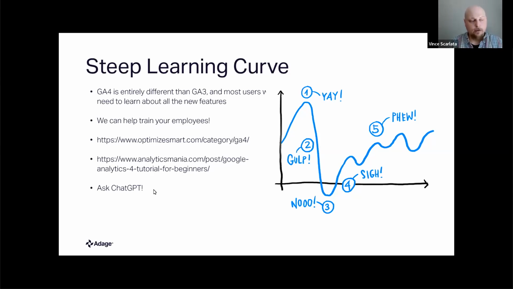There are 2 links here that I added that should be in the chat. One is the Optimized Smart category for GA4. These are blog posts that are all GA4 related, and it's a really good knowledge base. And then within Analytics Mania, there's an Analytics 4 tutorial for those that are starting from scratch and want the full picture of what's different between 3 and 4 and how to proceed.